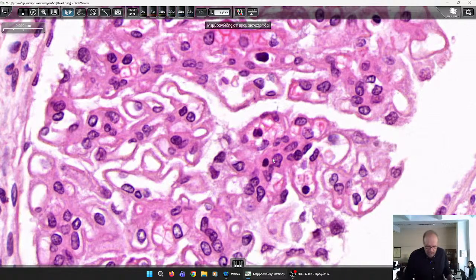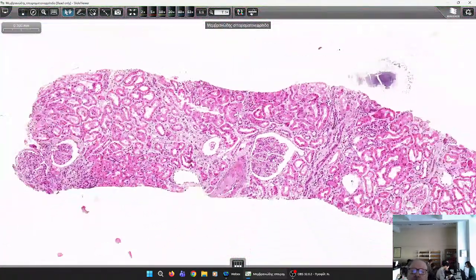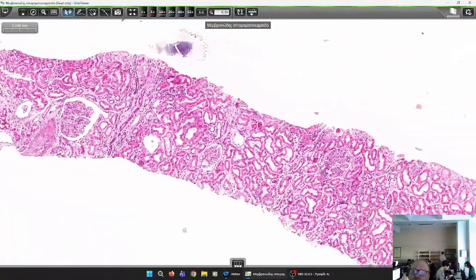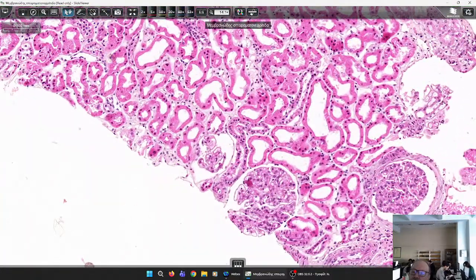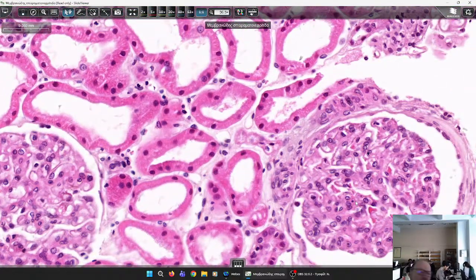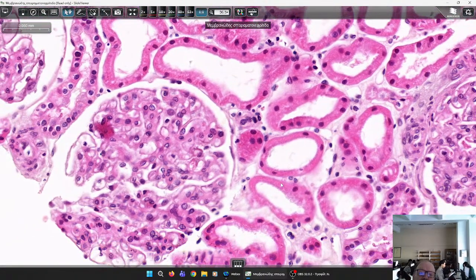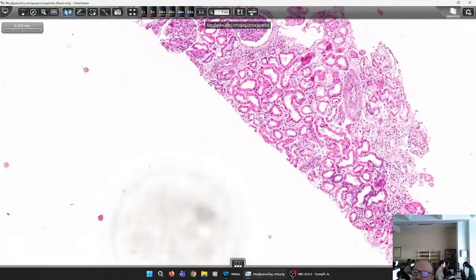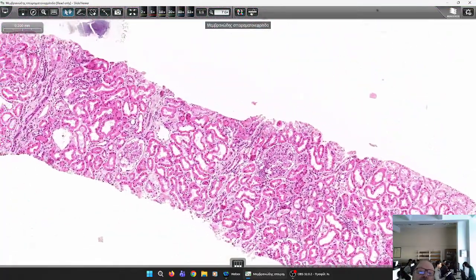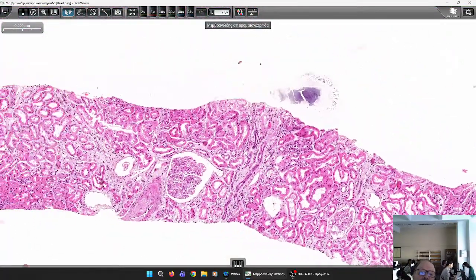Is there anything else we have to see here in the membranous glomerulopathy? As we are having the lesson now with live transmission, these slides are for the end term practical exam, so you can study them in the respective videos. Okay, that was the membranous glomerulopathy.